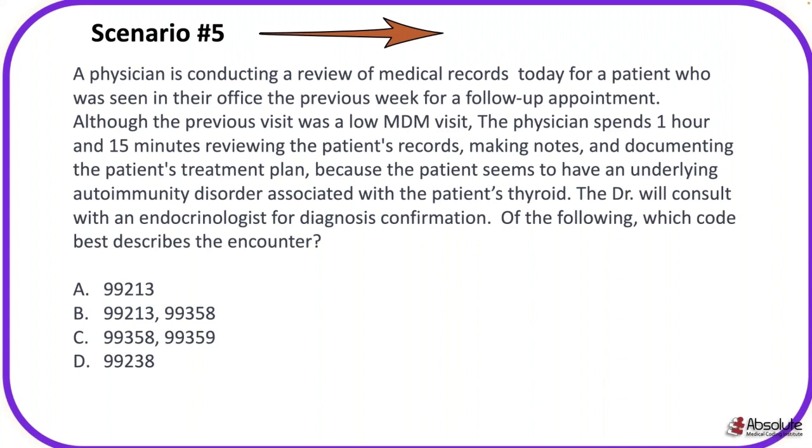A physician is conducting a review of medical records today for a patient who was seen in their office the previous week for a follow-up appointment. Although the previous visit was a low MDM visit, the physician spends 1 hour and 15 minutes reviewing the patient's records, making notes, and documenting the patient's treatment plan. Because the patient seems to have an underlying autoimmunity disorder associated with the patient's thyroid, the doctor will consult with an endocrinologist for diagnosis confirmation. Again, of the following, which code best describes the above encounter? You have 2 minutes, coders, and your time begins now.